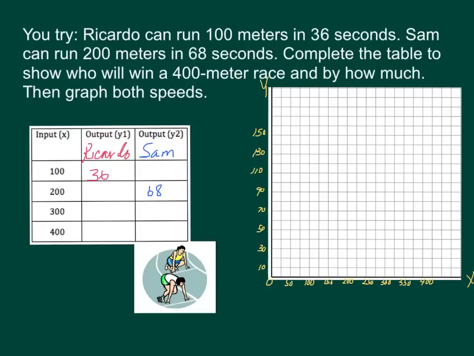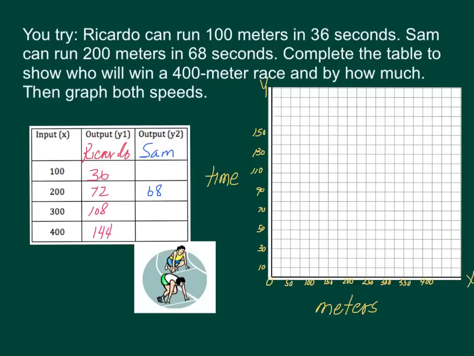I labeled my x-axis in 25s, so it goes 25, 50, 75, 100, and so on. And that is going to be the meters. And then the y-axis I labeled in tens, 10, 20, 30, 40, 50, and so on. And that is going to be our time for each individual runner. Now go ahead and pause the video, find your unit rate for Sam, complete his table, complete Ricardo's table, and then graph it. When you hit play again, the answers will appear.